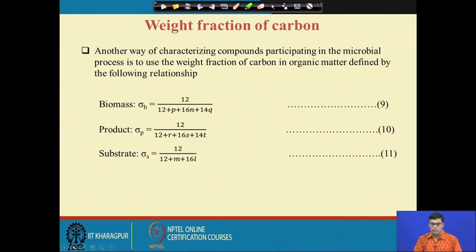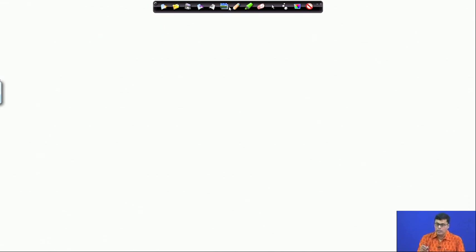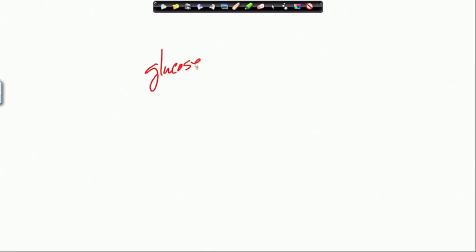Now, another way we can differentiate biomass, product and substrate is on the basis of the weight fraction of carbon. Let me explain that. Suppose I was talking about glucose. Glucose is CH2O. So, gamma fraction, that is the weight fraction of carbon.